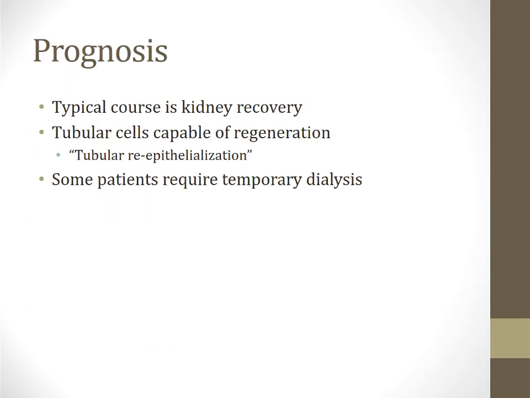The prognosis for ATN is generally good. The typical course is kidney recovery. Tubular cells are capable of regeneration. The kidneys and the nephrons can undergo a process called tubular reepithelialization, and this is why the kidney function usually recovers. There are some patients who require temporary dialysis, especially during that maintenance phase, to keep their levels of potassium normal.